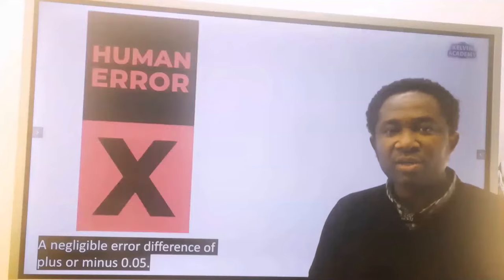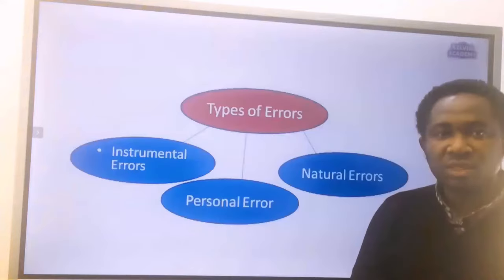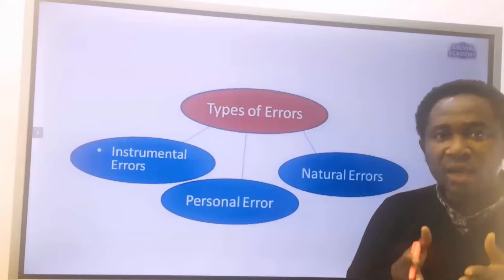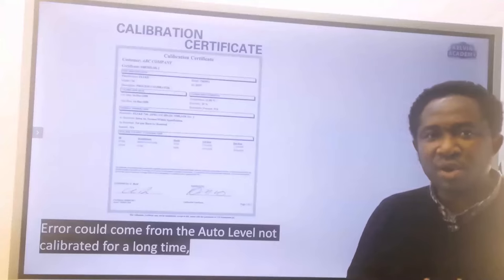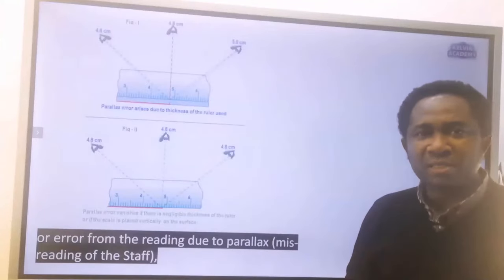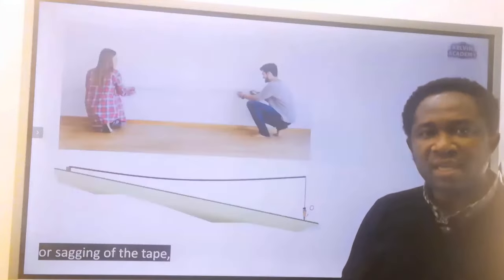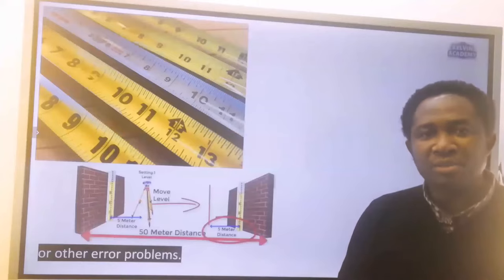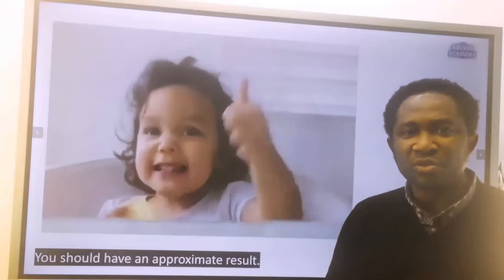With a negligible error difference of plus or minus 0.05. If the calculated distance value from the auto level and the measured distance value with the tape is too wide, then there could be errors. Error could come from the auto level not calibrated for a long time, or error due to parallax, misreading of the staff, or overstretching of the measuring tape, or sagging of the tape, or an old worn out tape, or other error problems. If none of those errors are present, then you should have an approximate result.